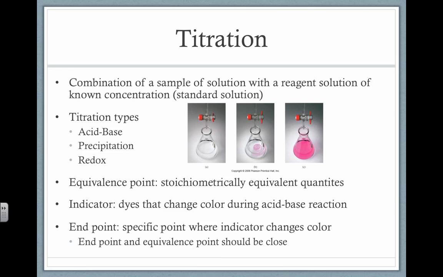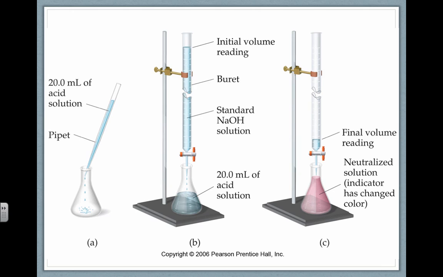The endpoint relates to the indicator. This is where the indicator changes color. There are many different indicators, hundreds of them, but we always try and choose an indicator where the endpoint and the equivalence point are very close together. That'll make a little bit more sense when we talk more about acid-base titrations in more detail later in the course, but just to lay the foundation now.